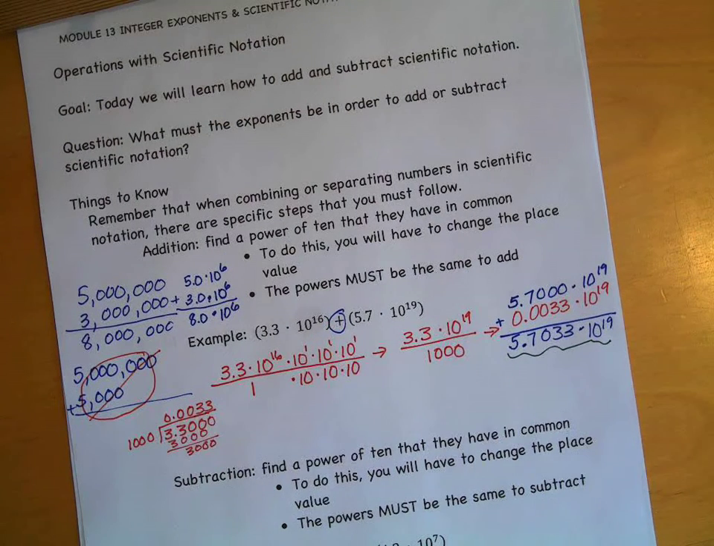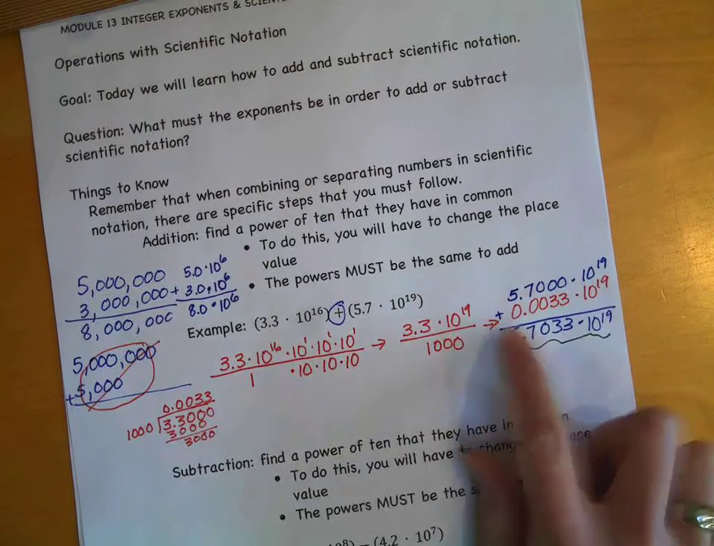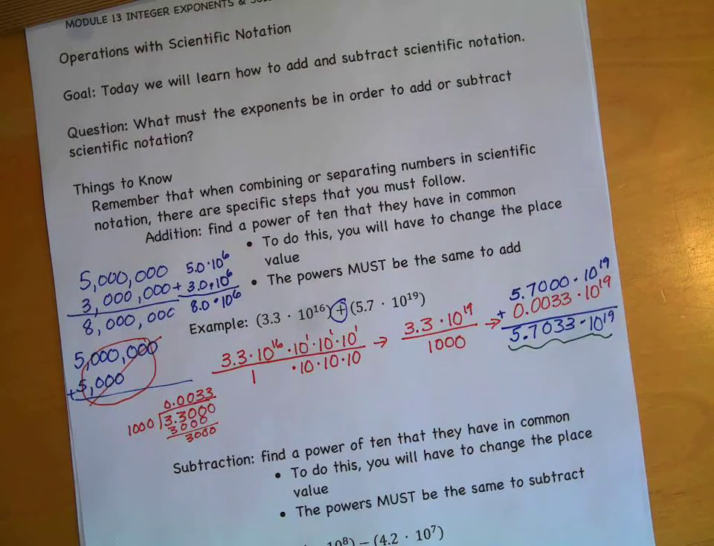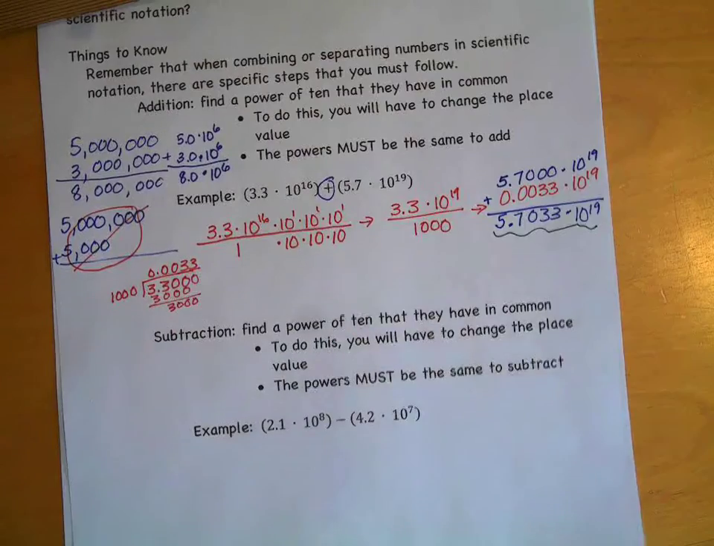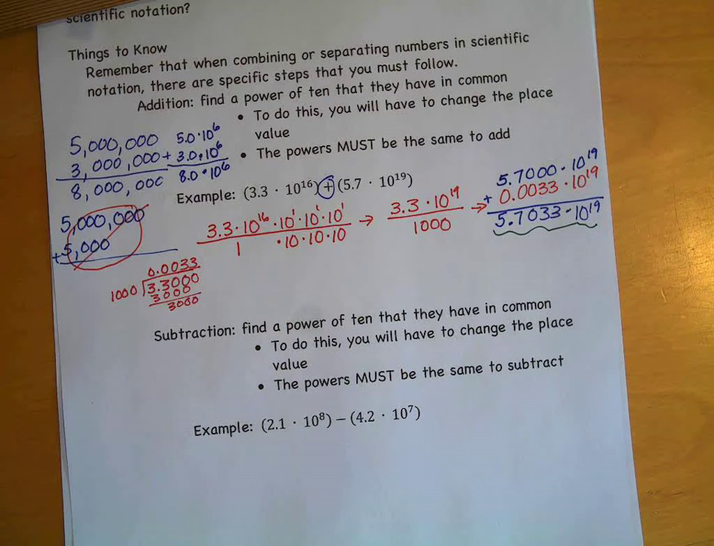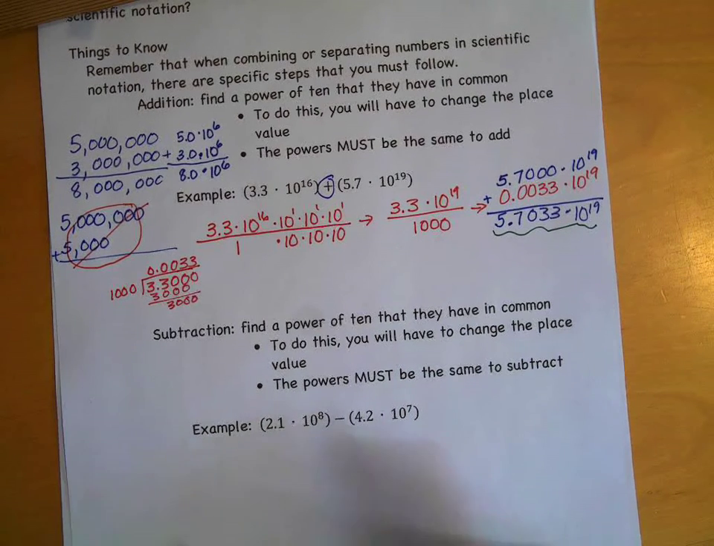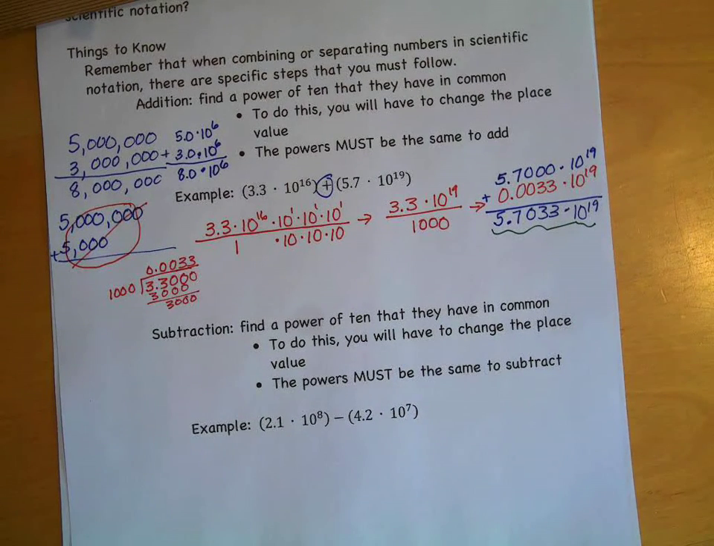So we're going to use the exact same steps as we did up here, but when we get to this point, we're actually going to subtract instead of add. Okay, so we have two new numbers. We have 2 1/10 times 10 to the 8th power, and we're subtracting 4 2/10 times 10 to the 7th power. Okay, so I have 8th power and I have 7th power.